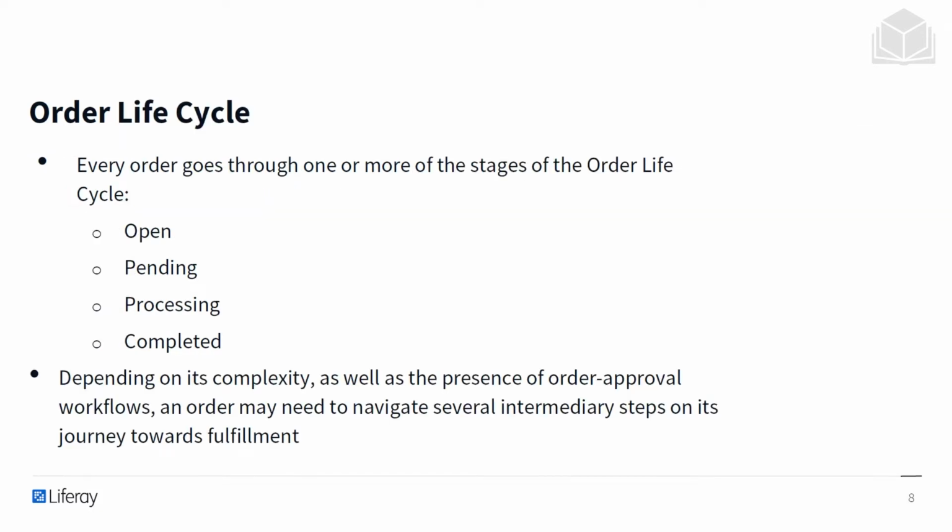Not every order is the same, but each one will go through one or more of the stages in the order lifecycle: open, pending, processing, or completed. Depending on the complexity as well as the presence of order approval workflows, an order may need to navigate several intermediary steps on its journey toward fulfillment. Using Liferay Commerce, you still have the power to customize a lot of the different steps that go into the order lifecycle, and we'll be touching on that in a second.